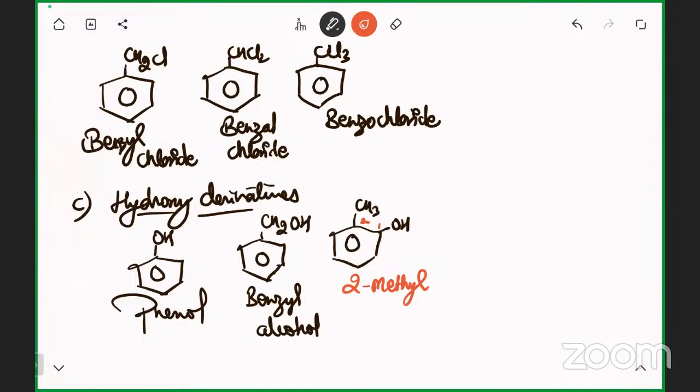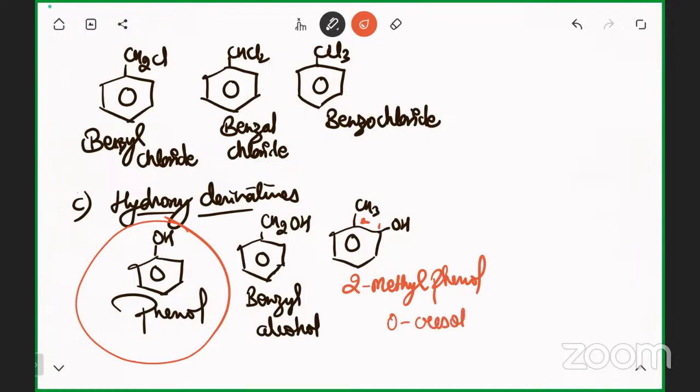And when there's benzene with OH, we call it phenol. 2 methyl phenol. Very good. This is also known as orthocresol. This is the common name. Very nice. Now I can see your progress.